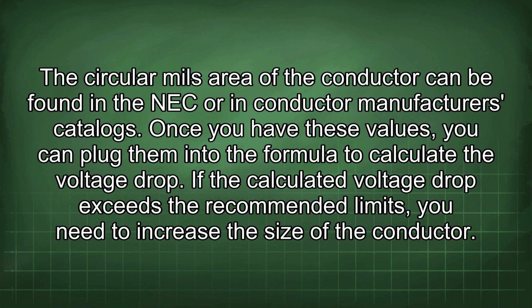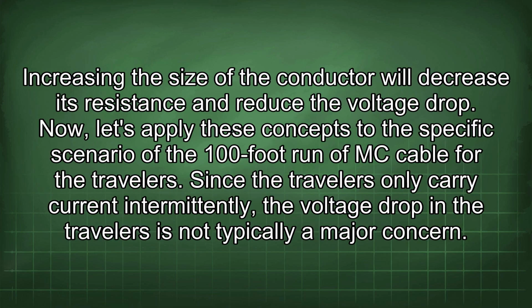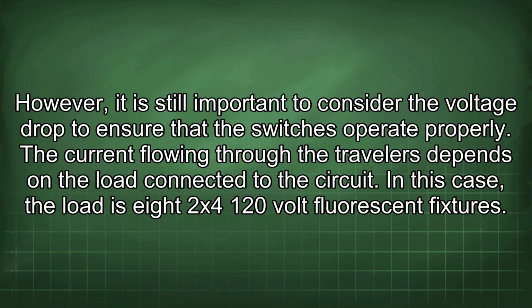If the calculated voltage drop exceeds the recommended limits, you need to increase the size of the conductor. Increasing the size of the conductor will decrease its resistance and reduce the voltage drop. Now, let's apply these concepts to the specific scenario of the 100-foot run of MC cable for the travelers. Since the travelers only carry current intermittently, the voltage drop in the travelers is not typically a major concern. However, it is still important to consider the voltage drop to ensure that the switches operate properly.